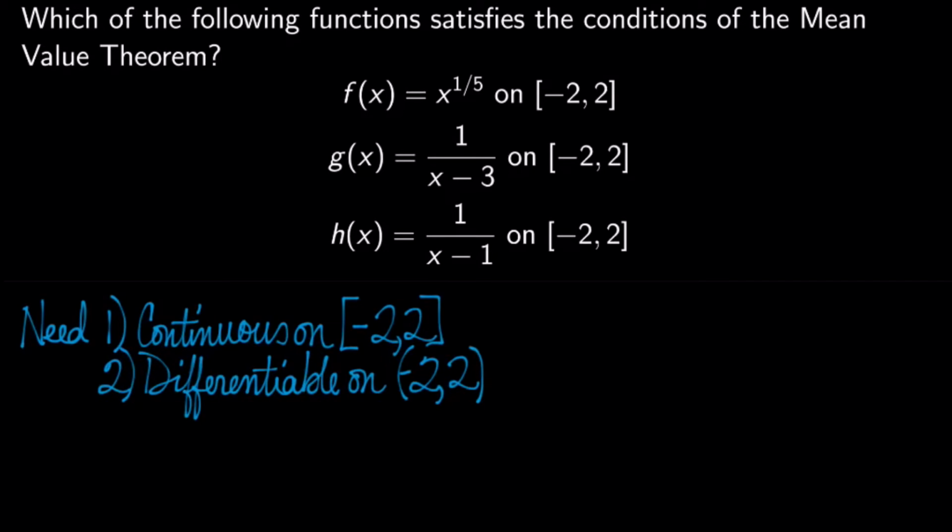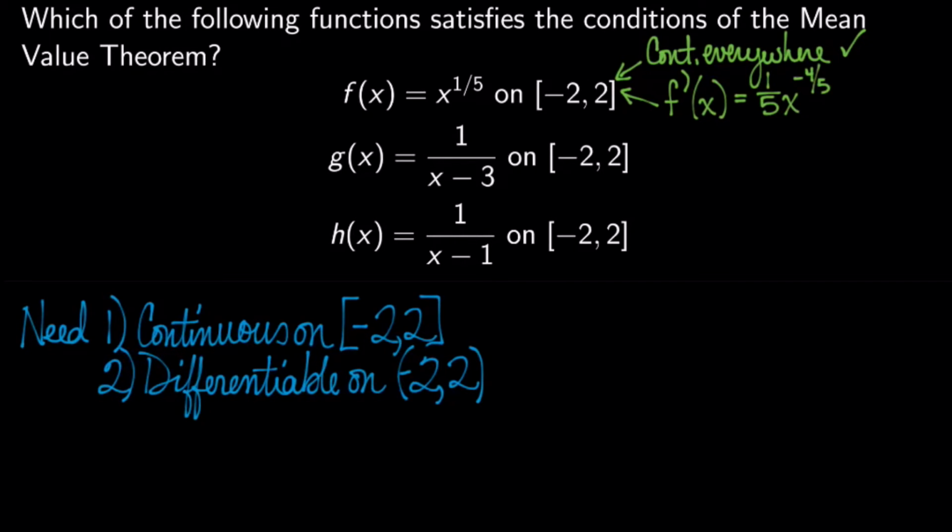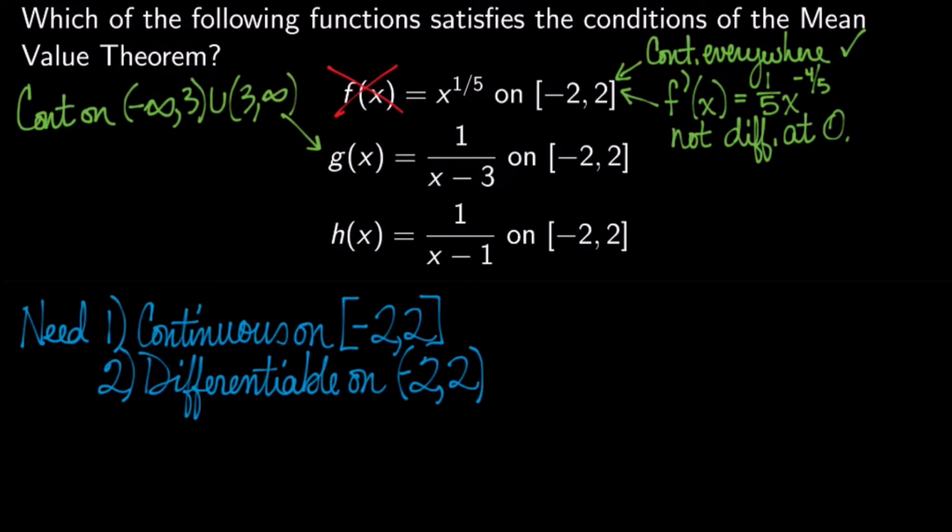So I'm just going to start going down the list. x to the 1/5 power is actually continuous everywhere. It kind of looks like a flopped over S shape. But the problem is when you take the derivative, it's 1/5 x to the negative 4/5 power, and it's not differentiable at 0, which is right smack in the middle of that interval. So nope.